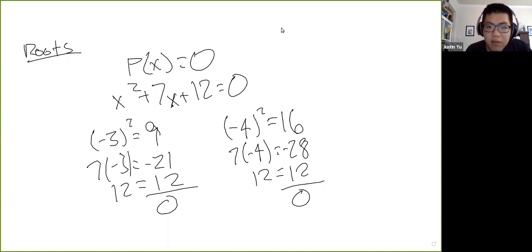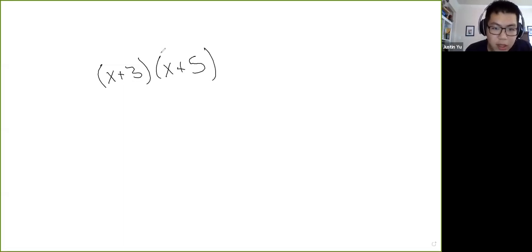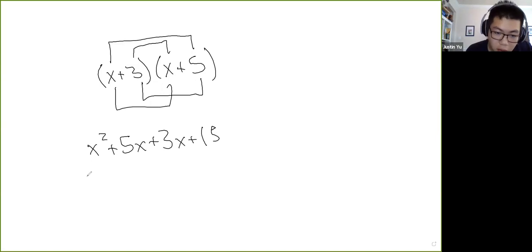So let's see how we can find these. Let's imagine that we're taking this product, x plus 3 times x plus 5. The way that we take products, of course, is going to be FOIL type arguments, which is the distributive property a bunch of times. And we take these 4 products. So what we get is x squared plus 5x plus 3x plus 15, or x squared plus 8x plus 15.